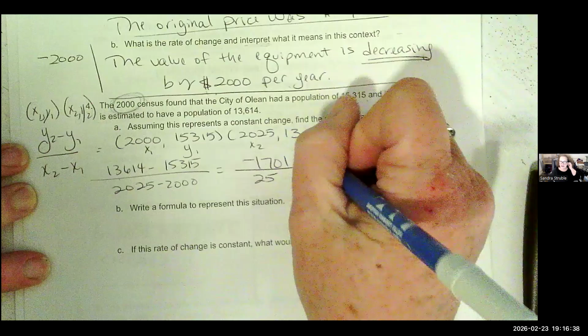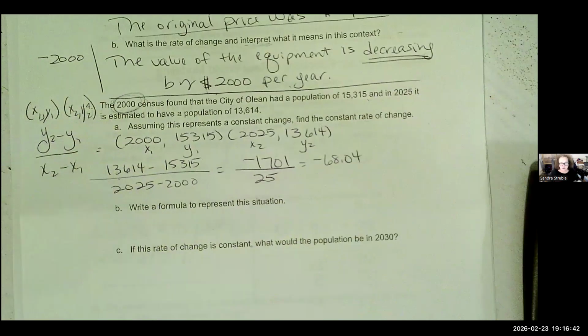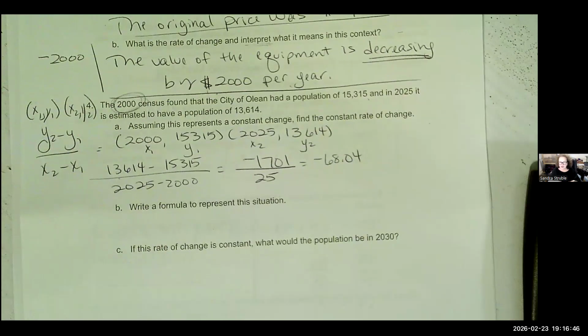This is not an answer as far as a final answer. This is going to be used to find final answers. So do not round your rate of change to 1 decimal place. Okay. So it says find the constant rate of change. Here is the rate of change.